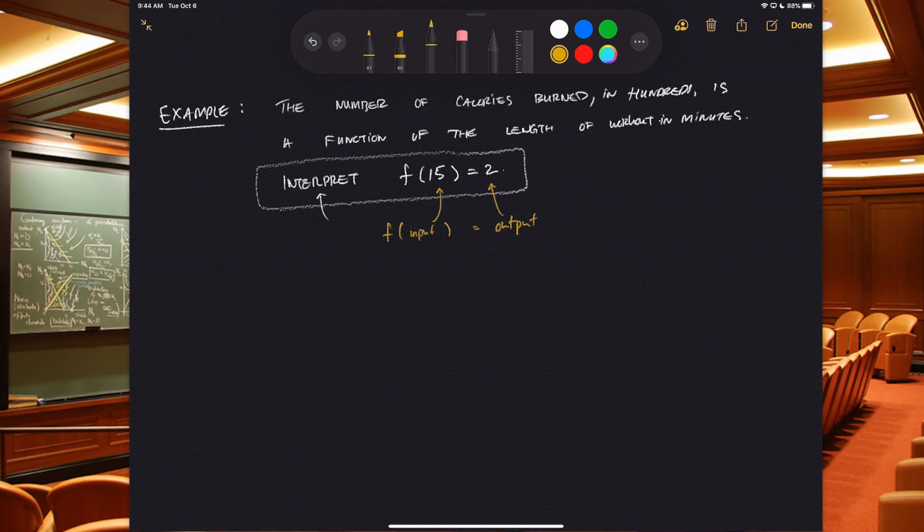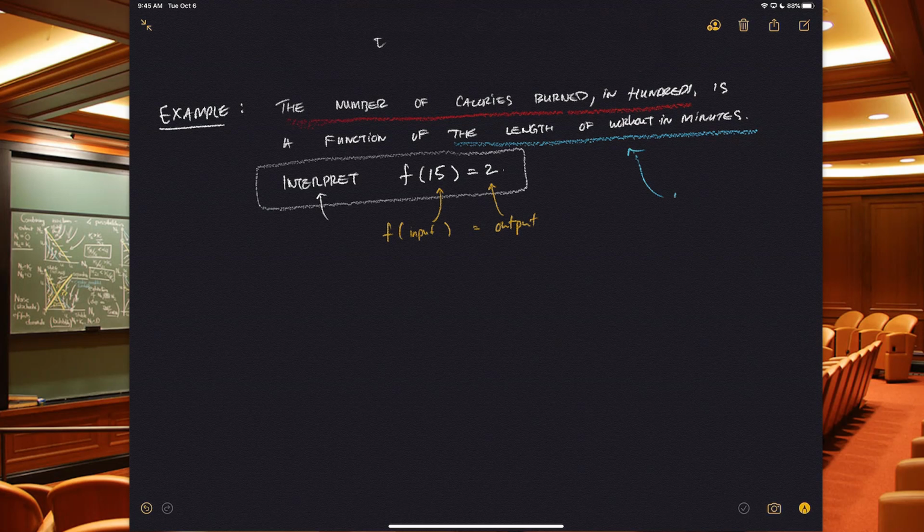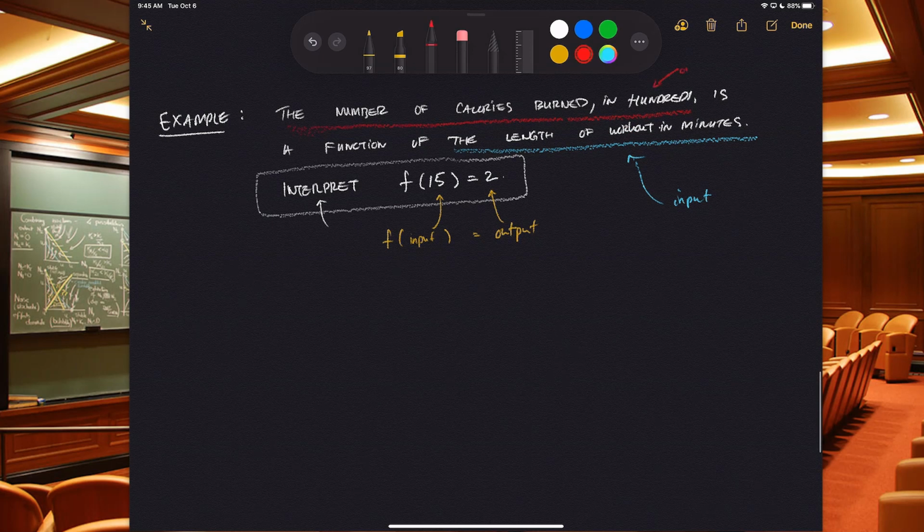So what does that mean in terms of the relationship? What's my input variable? What's my output variable in the model? Well, we said the number of calories burned is a function of the length of the workout in minutes. If something is a function of something else, what it's a function of is the input, and this is the output. That makes sense from what we said before, that the number of calories you burn depends on how long it is. So input is length of workout in minutes.